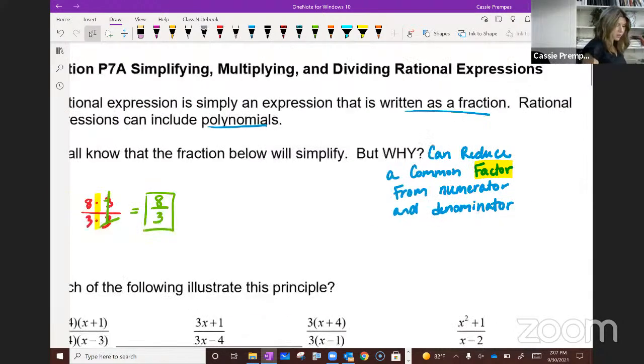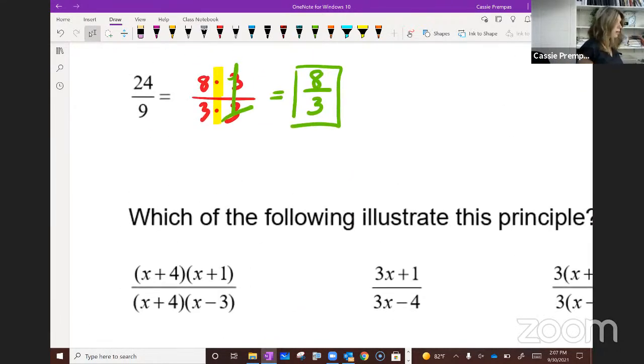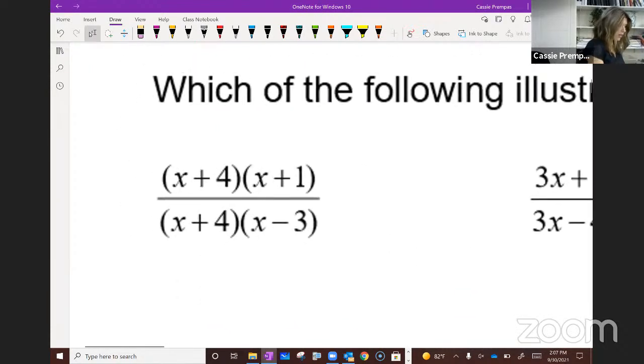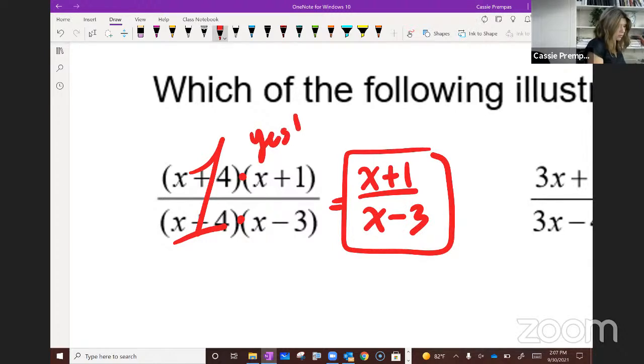So now that we look at some polynomials, which of the following illustrate the principle above, where we reduced a factor? Looking at this first expression, x plus 4 is a factor because it's being multiplied, and x plus 4 is a factor because it's being multiplied below. So can we reduce x plus 4 by itself? Yeah. x plus 4 divided by itself is 1. And our answer is x plus 1 over x minus 3. So this one would be yes, it illustrates the principle above.